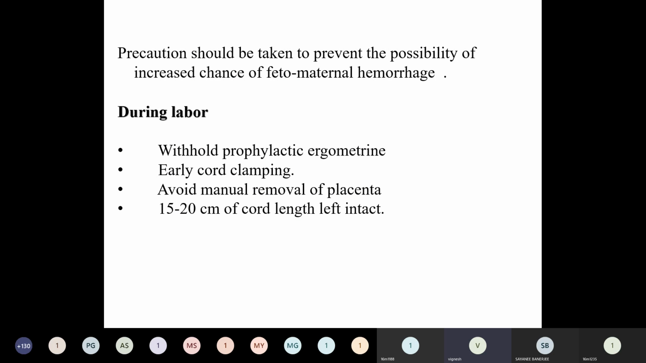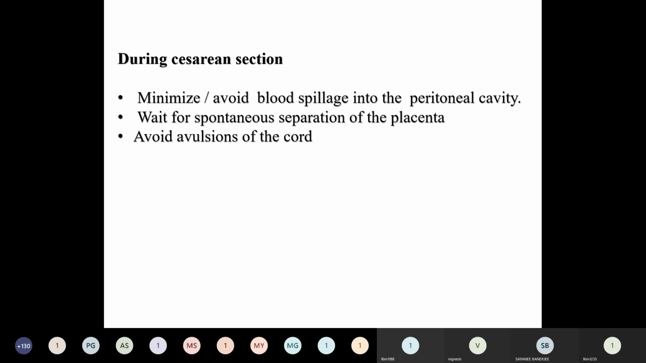Precautions should be taken to prevent the possibility of increased chance of feto-maternal hemorrhage. What are all the things you have to keep in mind during labor? As I told you, withhold prophylactic ergometrine, do early cord clamping, avoid manual removal of placenta, and 15 to 20 centimeters of the cord should be left intact in case you have to do a transfusion after delivery. During cesarean section, minimize or avoid blood spillage into the peritoneal cavity. So you pack properly, wait for spontaneous separation of the placenta, avoid manual removal, and avoid avulsions of the cord.